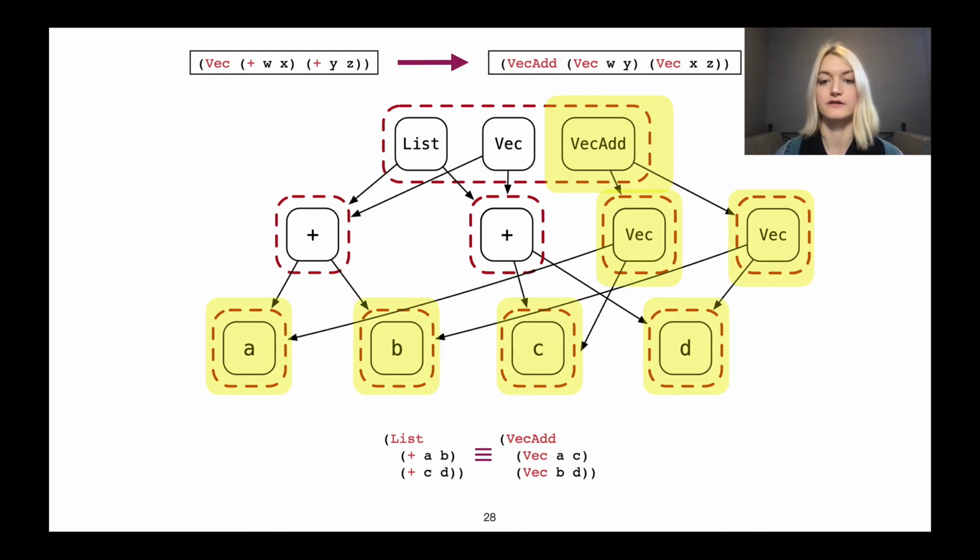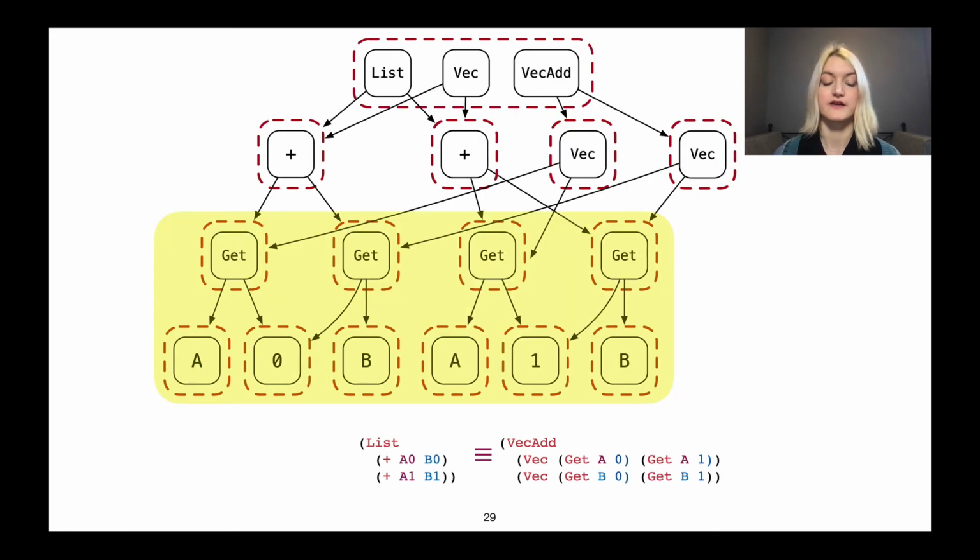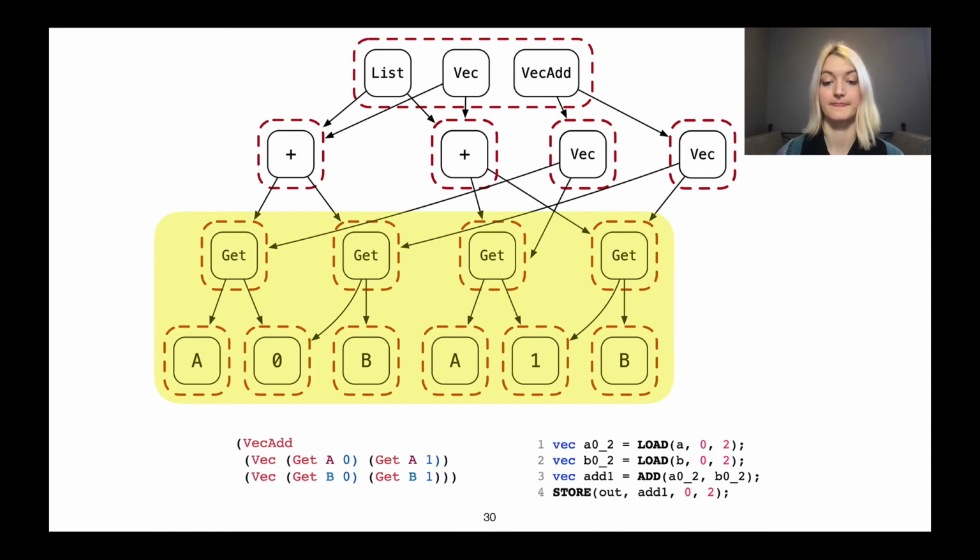So we add the new node for vector add, new sub-children for pointing to vectors, and then point those vectors to the existing nodes that represent the different children. And this is representing the idea that our original list of scalar adds is equivalent to a vector add on vectors of scalars. However, A, B, C, and D here could be even more complicated. For example, each of them could actually be an access to an array, A or B. So our list of additions of scalars can be converted to a vector add on vectors of individual array accesses.